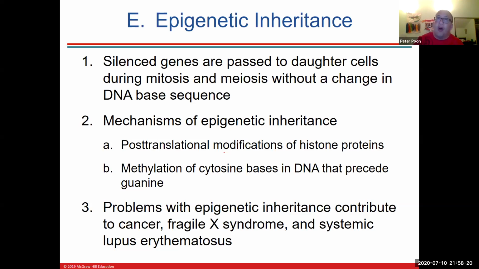One of the coolest things I learned in biology: you have the DNA from your mother, you have the DNA from your father. What you didn't know was the DNA from your mother and the DNA from your father actually fight each other for control of you. They try to silence each other, so only their version is expressed. These silenced genes are passed on to daughter cells in mitosis and meiosis without change in DNA base sequence.